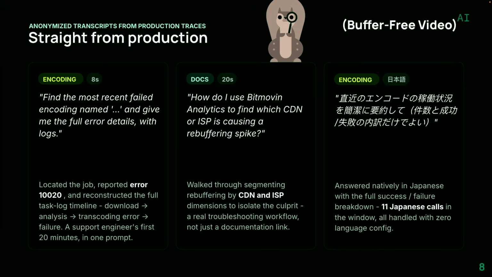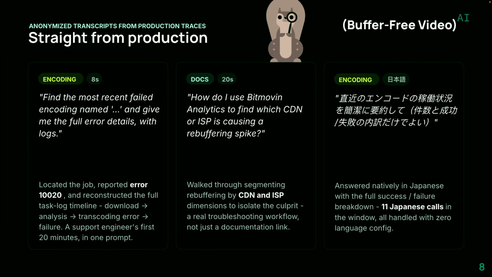These are real requests and answers we pulled from LangFuse. Someone asked the encoding agent on the left there to find their most recent failed job and pull a full error with logs, and in 8 seconds it found the job, gave the exact error, rebuilt the whole timeline, download analysis, and the transcode error, which led to the failure. That's a support engineer's first 20 minutes, probably, doing triage and troubleshooting in one prompt.